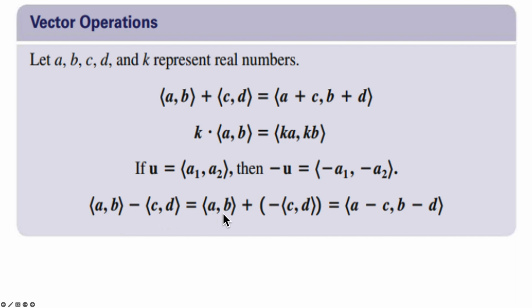If we're subtracting, there's two ways to approach it. You could just go a minus c, there's the horizontal component, b minus d, there's the vertical, but make sure order matters. Now, if you're afraid of making a mistake here, then simplify. Take the negative, distribute it into this vector, and then add. So a plus a negative c, b plus a negative d, you still get the same ⟨a minus c, b minus d⟩.